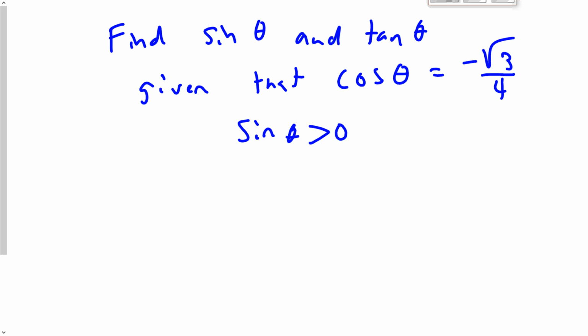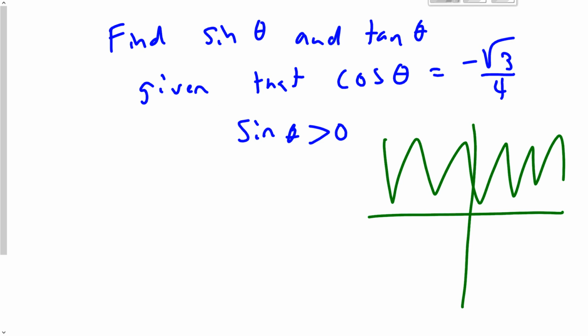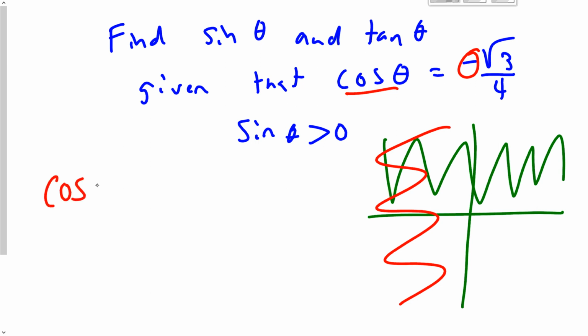Okay, and we can look at, hey, if sine of theta is positive, we know we're up here, right? And if cosine is negative, which it is, we know we're over here, so we're in the second quadrant. Sine is going to be positive and tangent will be negative, so our x is negative. Since cosine of theta equals negative square root 3 over 4, this is x over r, so we know x is negative. And since sine is positive, we know we're in the second quadrant.